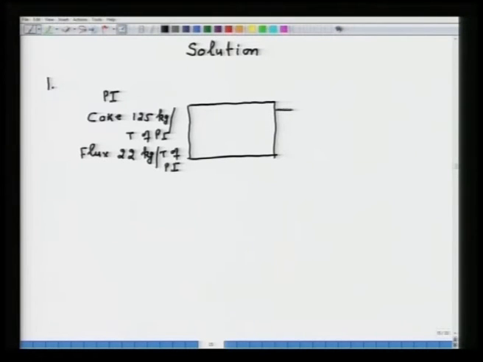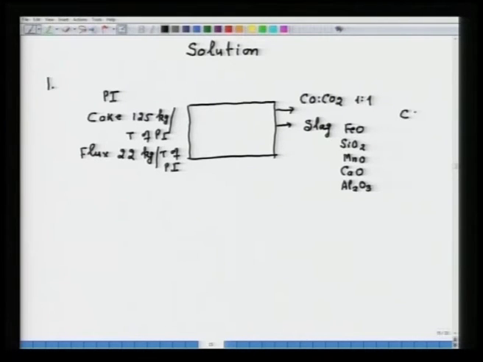Then in the output we have CO to CO2 ratio given to us as 1:1. Then it is also given in the output slag, and the slag contains FeO, SiO2, MnO, CaO and Al2O3. Then we have cast iron, and it is said that in the cast iron carbon is 3.8%.